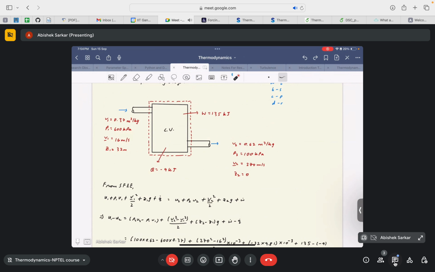V2 is the specific volume, 0.62 meter cube per kg. P2 is 100 kilopascals. V2, which is velocity, is 270 meter per second, and Z2 is 0 because it is at the ground level.